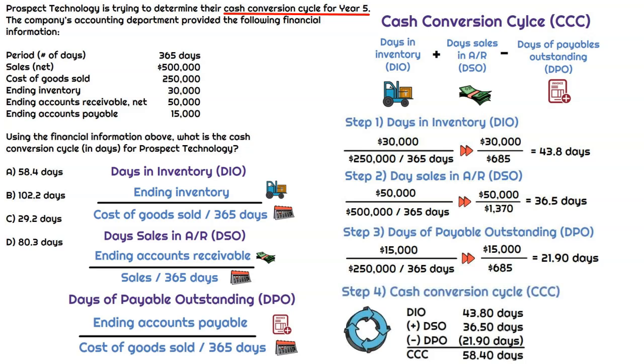So now that we've done the hard part and calculated each of those ratios, when we plug them into the cash conversion cycle, that's the easier part. Just remember, we start with DIO because we have to purchase the inventory first. That's 43.8 days. And then we add days sales in AR when we actually sell that inventory. We would record the receivable, and that's 36.5 days. And then just remember DPO is last, and that's the only one that we subtract, which is 21.9 days. That's what the company has control over. They control when they pay their vendors or suppliers. And so when we do that math, that means the cash conversion cycle is 58.4 days. So that's the correct answer.